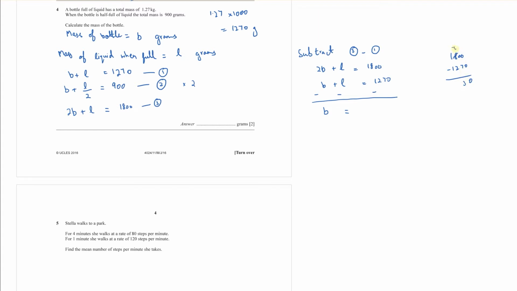I took a carry here, so this becomes 10. So 10 minus 7 is 3, 7 minus 2 is 5, and 1 minus 1 is 0. So B equals 530. Your mass of bottle that you needed to calculate is 530 grams. So your answer here would be 530.